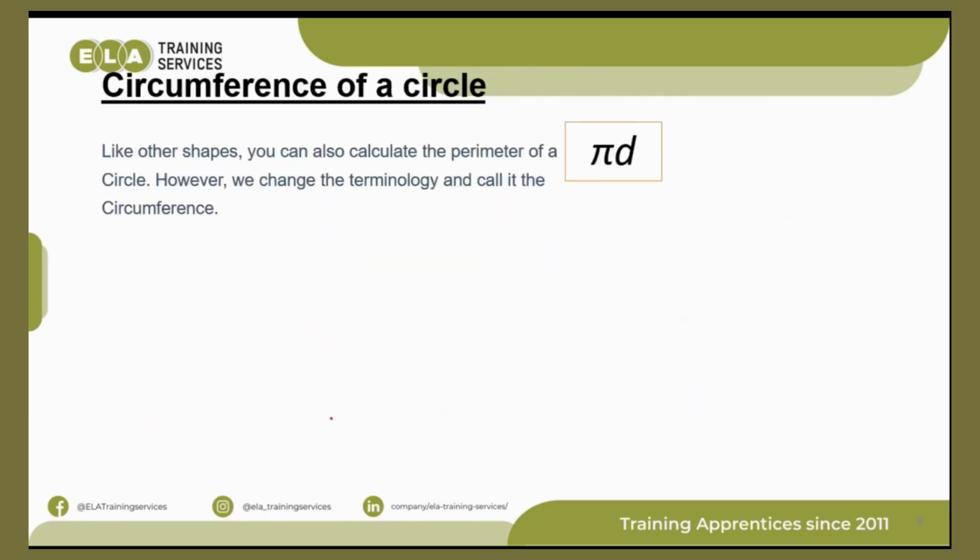So now we know the different parts of a circle, we can use this to understand how to calculate the perimeter. Like other shapes, you can calculate the perimeter of a circle. However, we change the terminology and call it circumference. They are the same. So perimeter and circumference of a circle is the same. And this is the formula to calculate circumference.